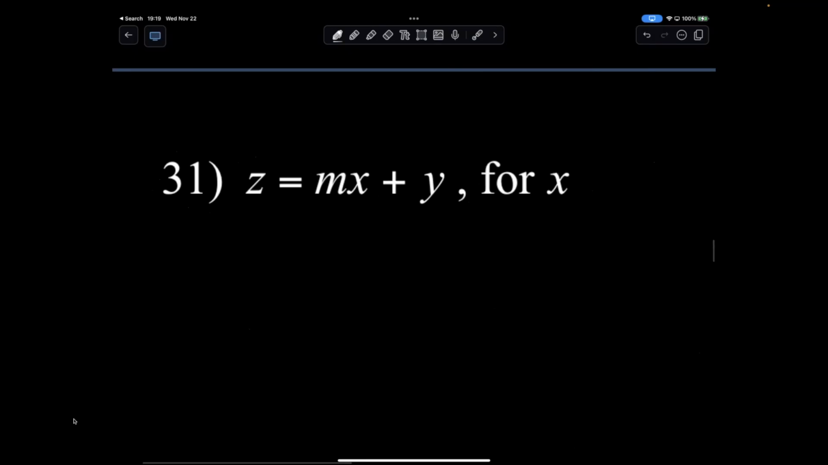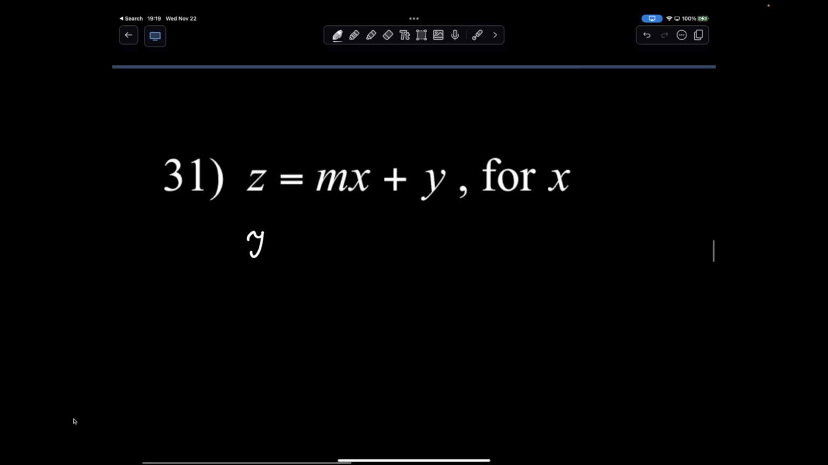Another set for good measure. Let's look at our multiple letters here. We still have no numbers and we're just looking for x. So first we're going to rearrange and we're going to get our z minus y equal to mx, from where x is a ratio of z minus y over m.